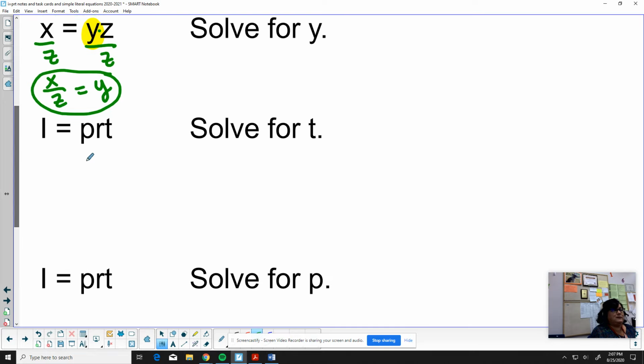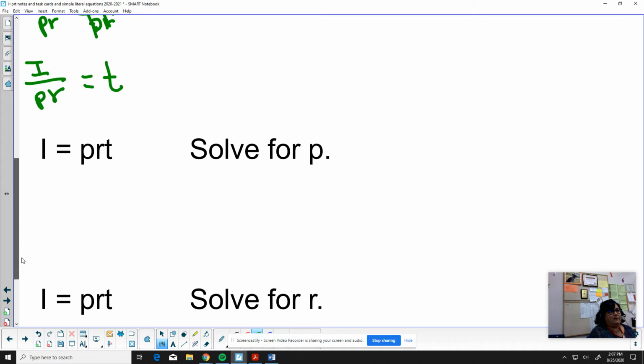Okay, notice on this next one, this is the simple interest formula that we'll be using in our story problems in a little bit. Here we're going to solve for T. So T I want alone in the back. I have to get rid of the PR, and they're all multiplied. So to get rid of the PR, I'm going to divide by PR. The P and the R cancel and T drops. And over here I have I over PR.